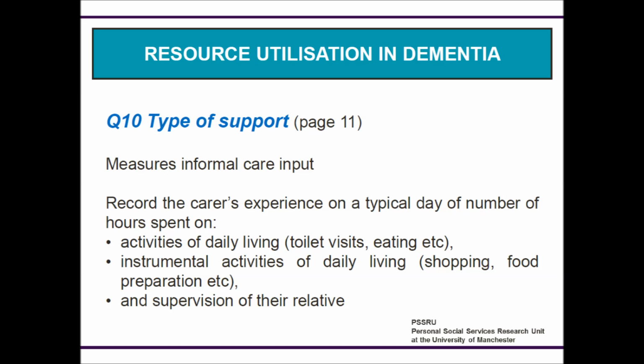It's important to be as accurate as possible in completing this question. Sometimes carers find it difficult to estimate the number of hours spent on activities of daily living, instrumental activities of daily living, and supervision. If necessary, break down ADLs and IADLs into specified activities and ask if their relative needs assistance with each. And if so, how long would they spend on each?